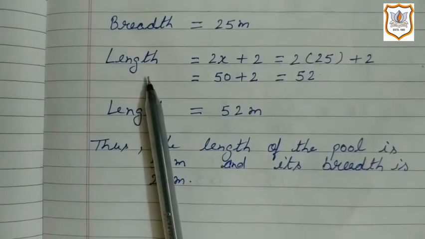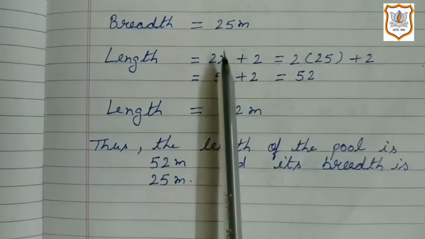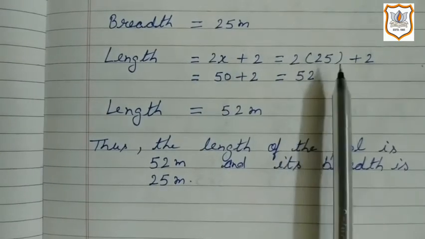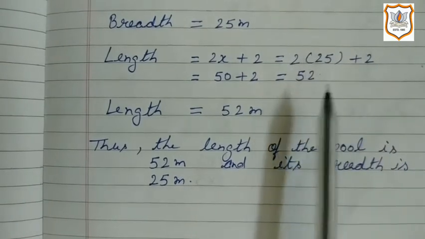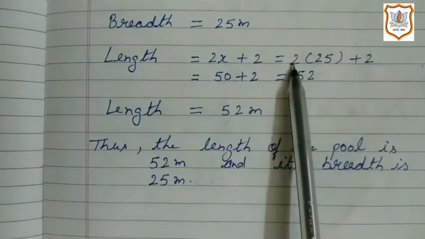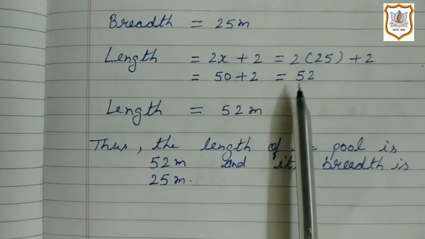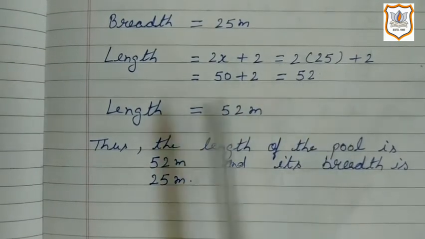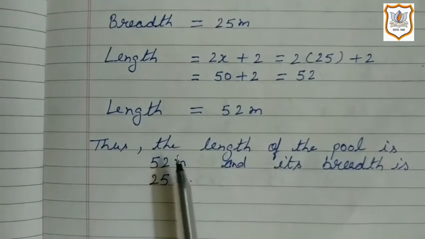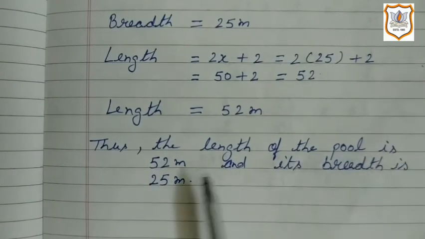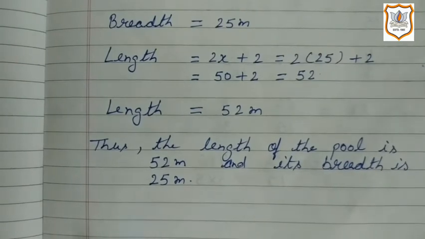Now we will find the length. Length is equal to 2x plus 2. We put the value of x. X is 25. So we write 2 in bracket 25, which means 2 multiplied by 25, plus 2. So we get 50 plus 2 is equal to 52. So the length is 52 meter. Thus the length of the pool is 52 meter and its breadth is 25 meter.